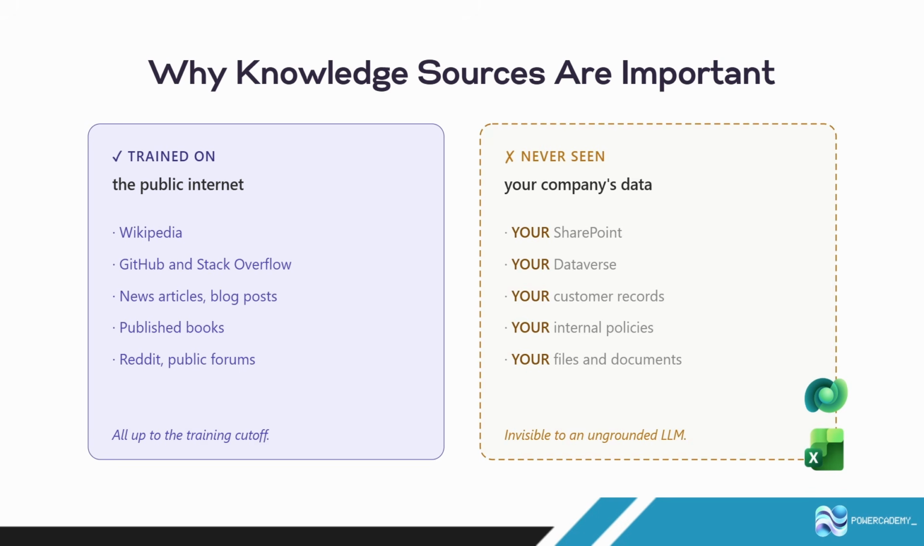LLMs are trained on the public internet, right? So Wikipedia, GitHub, news articles, published books, and specifically Reddit as well, very, very common. And if you don't ground your agent in knowledge sources, it will just give you answers regurgitated from the public internet, right? Of course, the LLMs have never seen your company data, your SharePoint, your Dataverse, your customer records, your internal policies, your files and documents, right? This is invisible to an ungrounded LLM. So knowledge sources allow us to give the agent the context that it needs to be useful within the context of our business.